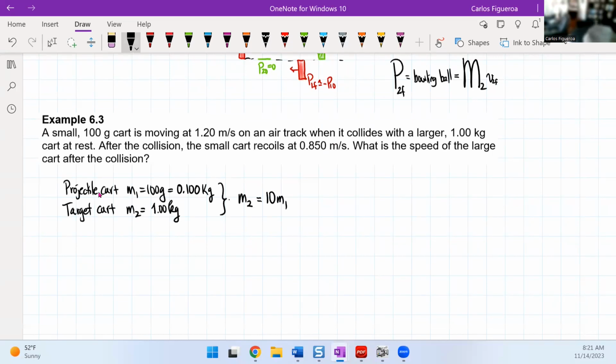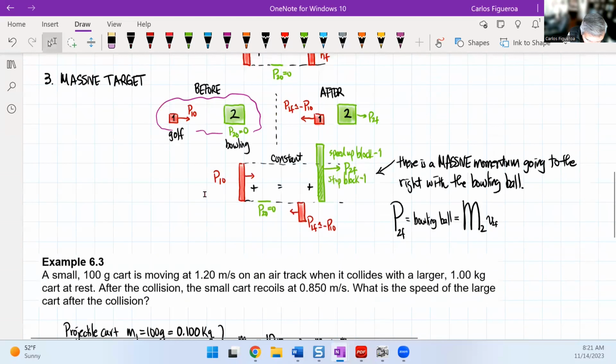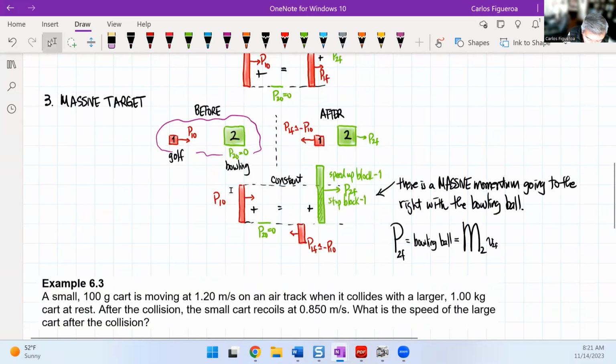So this is not the example that we looked at here, but we can clearly see that in this situation, M1 is much, much smaller than M2. So when I think of my picture, I should be thinking of a massive target right here. This is the example that we want to look at. So now let's look at the details.